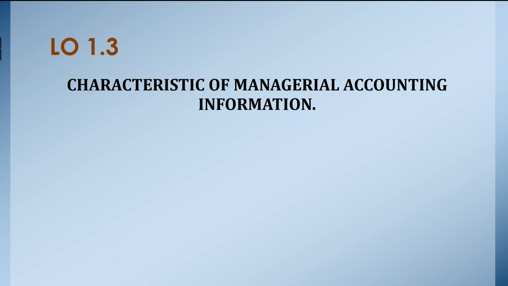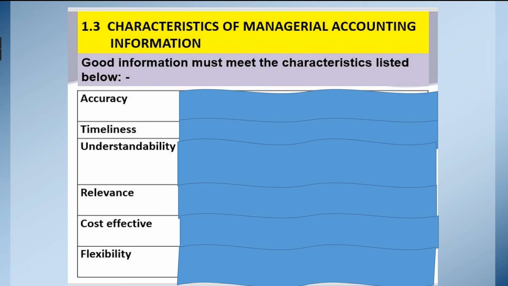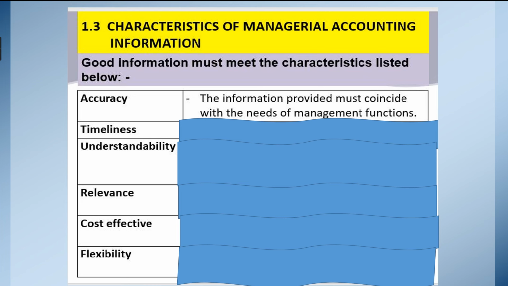Okay, we look at 1.3, characteristic of managerial accounting information. Okay, apa ciri-ciri information of managerial accounting? Okay, 1. Okay, dia ialah accuracy. Accuracy is ketepatan. So the information provided must coincide with the needs of management's functions.